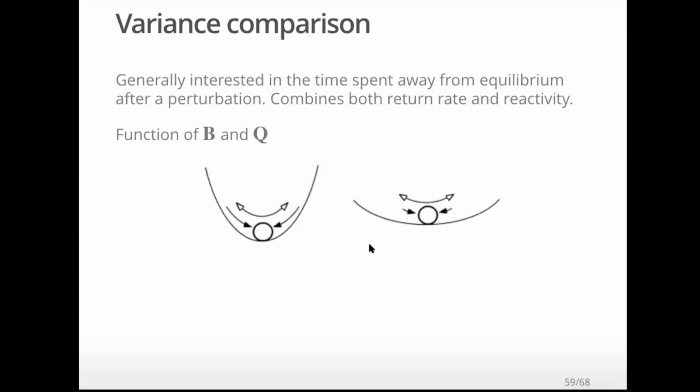And then the last common one that's used is something called a variance comparison. It's basically combining both the return rate and the reactivity. That's sort of how I think about it. And again, it's a function of your B and your Q. These are the three that I have seen commonly. And I think actually the one that I see the most commonly is just the return rate, I would say.